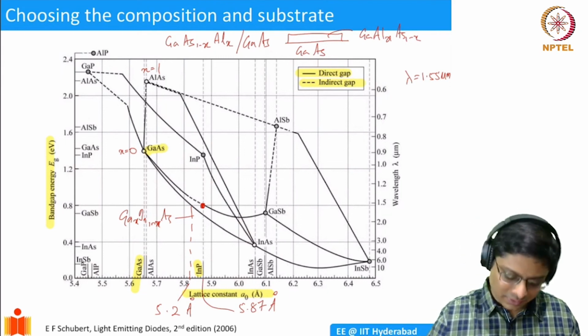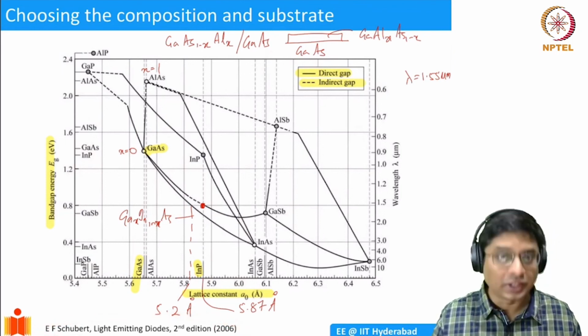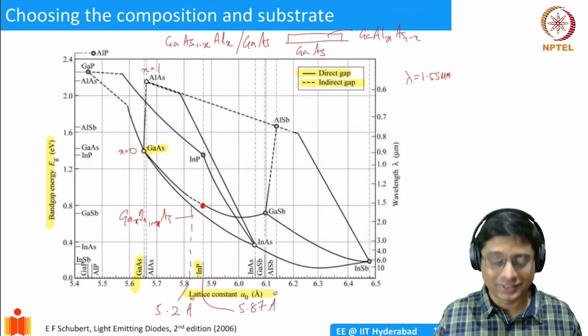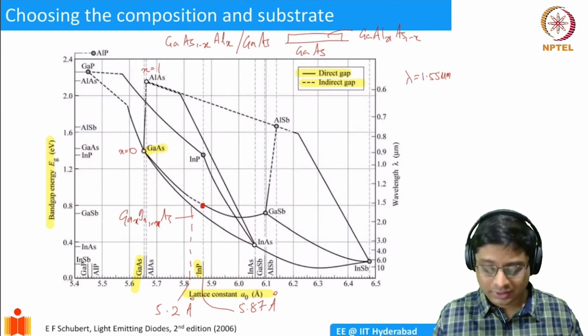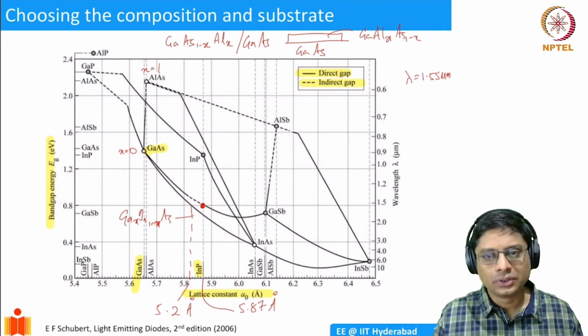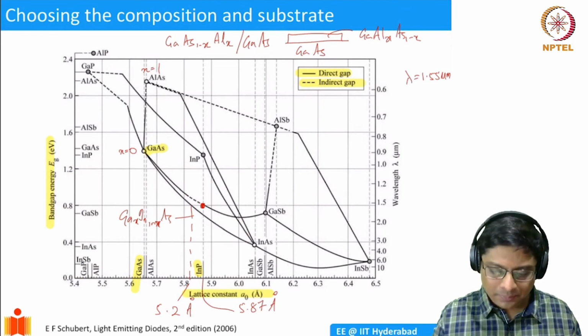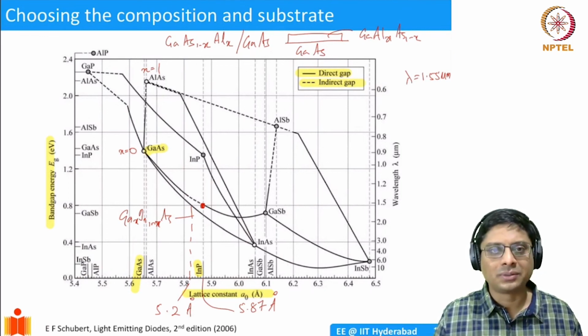The reference, this is taken from this reference book, again, Schubert's book. So you can go and refer to this, and you'll find a lot of material on LEDs and lasers in this book. Okay. All right. So with that, I would like to stop the discussion in this video. We looked at the various materials or material aspects of optoelectronic devices. So I'll stop, and then in the next video, we will talk about the LEDs, the electrical aspects of it.